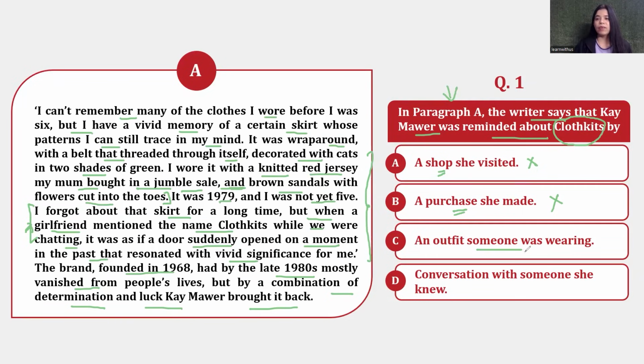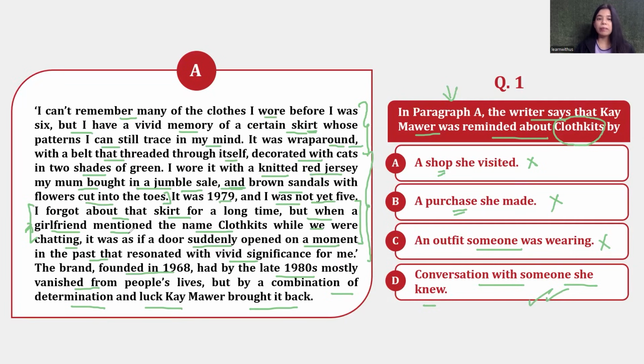An outfit someone was wearing. Well, she talks about a wraparound skirt, but it was not that somebody else was wearing this skirt. She herself was wearing this skirt. So even C does not go. D is the right answer, which says conversation with someone she knew. And this conversation is mentioned right here, where she says, I was not yet 5 and I forgot about the skirt for a long time.